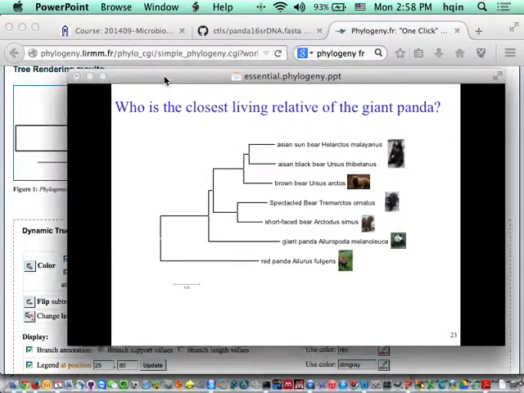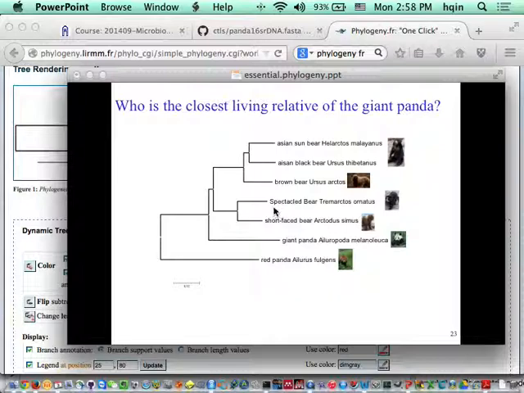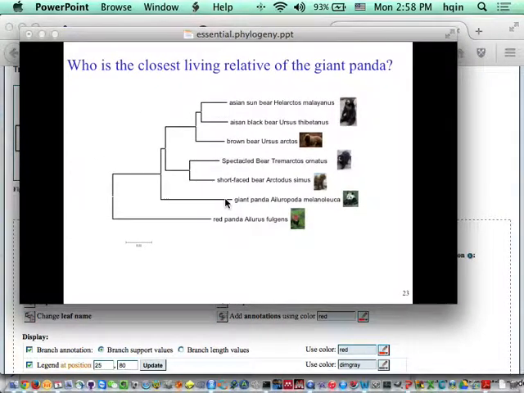In my own tree, actually, I indeed flipped the tree to put the short-faced bear closer to giant panda, but it really doesn't matter. The result is the same, but maybe if I present it this way, it's more intuitively making sense, easier to understand. But it doesn't matter. They are the same tree.